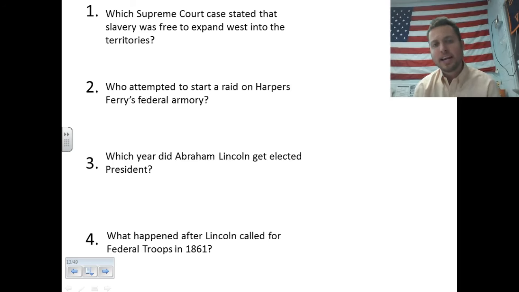Which Supreme Court case stated that slavery was free to expand west into the territories? That would be the Dred Scott decision. No rights for African Americans. Slavery can go all the way west. Number 2. Who attempted to start a raid on Harper's Ferry?